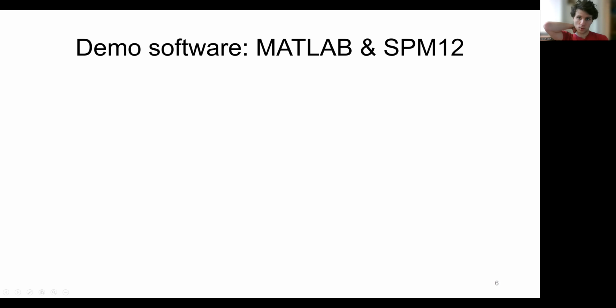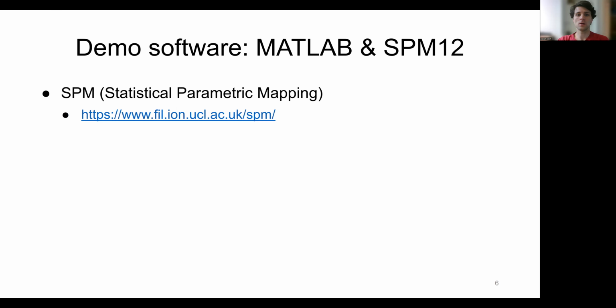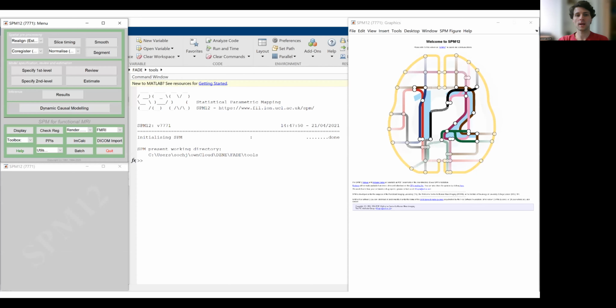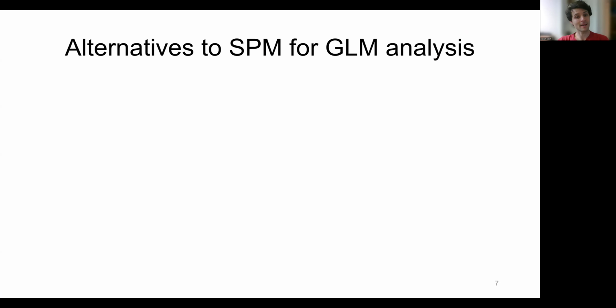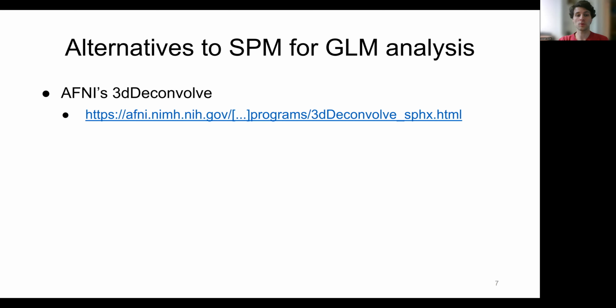Once again, I will use SPM version 12 running on MATLAB to demonstrate how this GLM-based first level fMRI analysis can be performed. This is how SPM looks like running on MATLAB. And once again, I just want to mention that there are alternatives to SPM for GLM analysis. I'm here giving you the routines for GLM analysis from each package that I also mentioned last week for preprocessing.